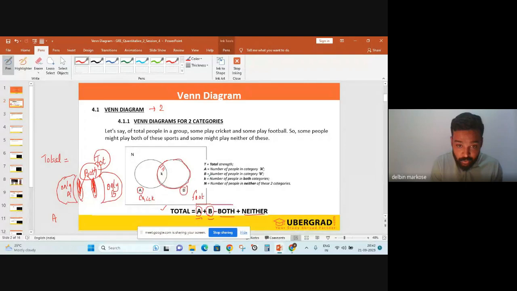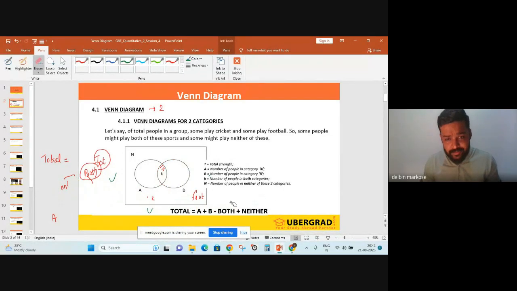So when I subtract both from here, we consider all the possibilities: only category A, only category B, then we consider both 1 time, then the neither category. So that's the meaning of this equation. Is this clear to everyone? We can just use logic and get it done. Please confirm it.